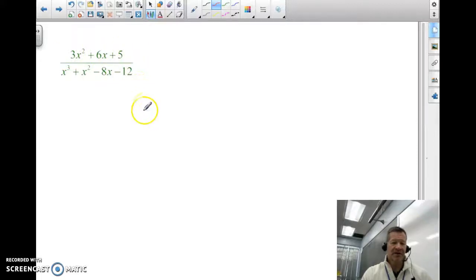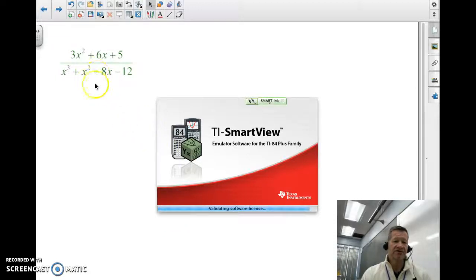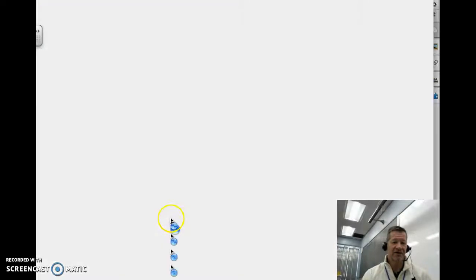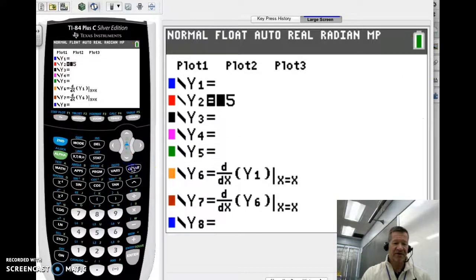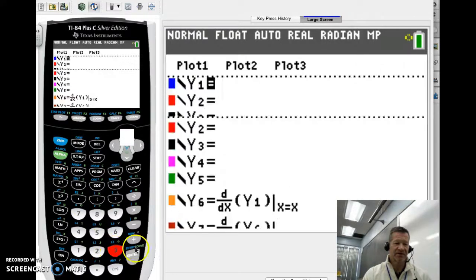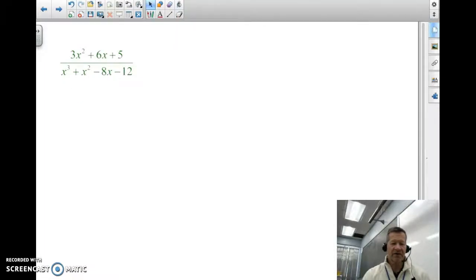Now, in this problem, I've got 3x squared plus 6x plus 5 over x to the third plus x squared minus 8x minus 12. For this one, I'm going to open up my calculator here. If you have a denominator like this that's difficult to factor, what we can do is find the zeros by graphing that denominator, and then you try to factor it that way. So let me go into y equals, and I'm going to type in x cubed plus x squared, and then I'll have to look at the rest. I know there's an 8x and a 12 in it. So x cubed plus x squared, and then let me go back real quick, minus 8x minus 12.